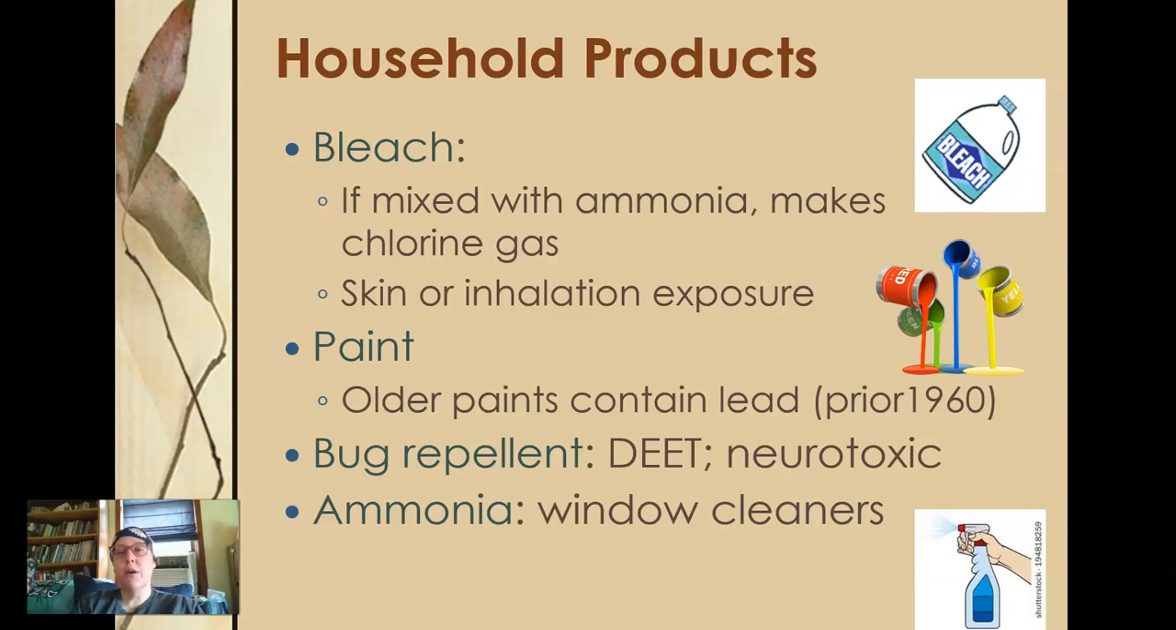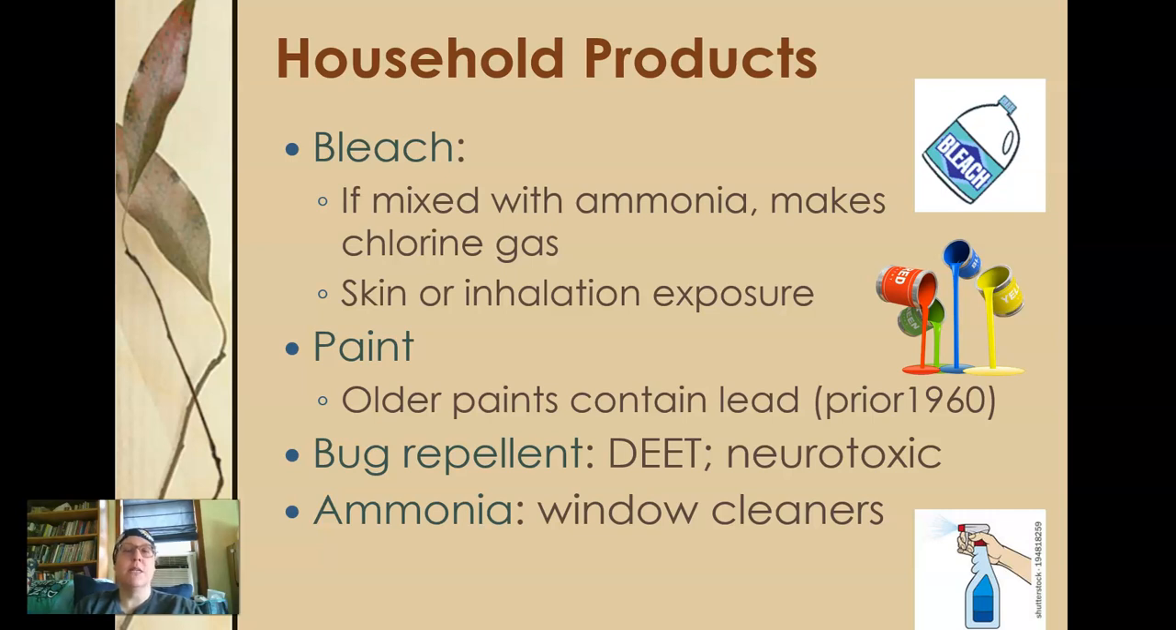So, household products can be toxic too. One, again, bleach, if mixed with ammonia, makes chlorine gas, which is lethal and very dangerous. That's why there's a lot of warnings on products that have bleach and/or ammonia to not mix. So do be very careful in your cleaning to not mix them, to not use them together, to not use one after the other and all that kind of stuff.